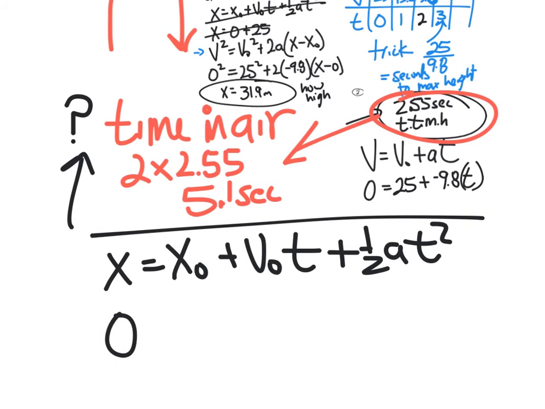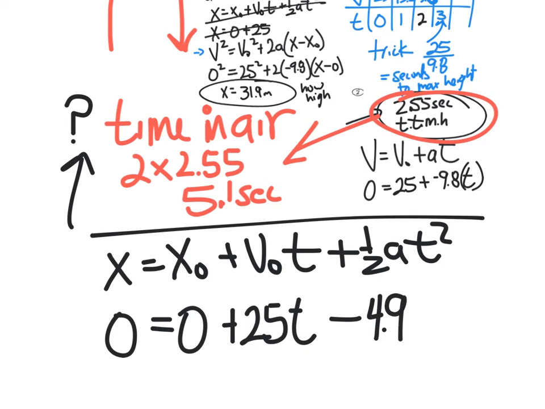It lands on the ground. Final position is 0. It starts on the ground. Initial position is 0. Initial vertical velocity is 25. Time is what we're looking for. 1/2 times 9.8 is a negative 4.9, and t squared.